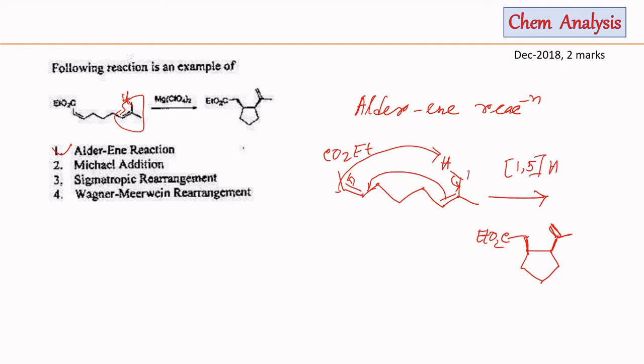Since here is 1, it is 2, it is 3, it is 4, it is 5. The hydrogen is transferring from carbon 1 to carbon 5, so it is a 1,5 hydrogen shift reaction.